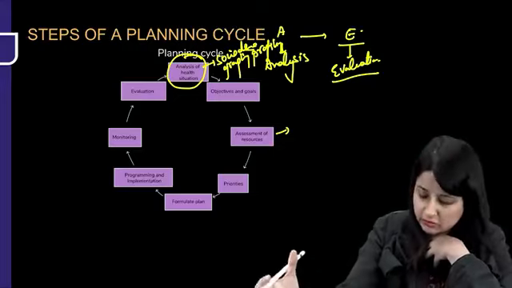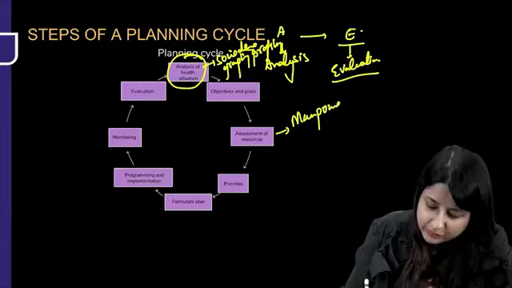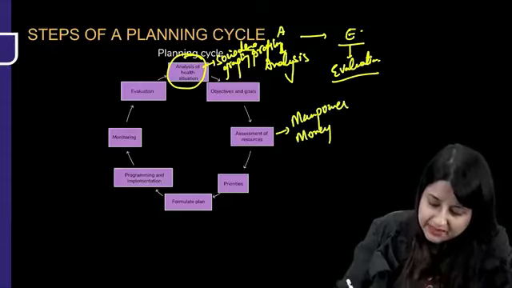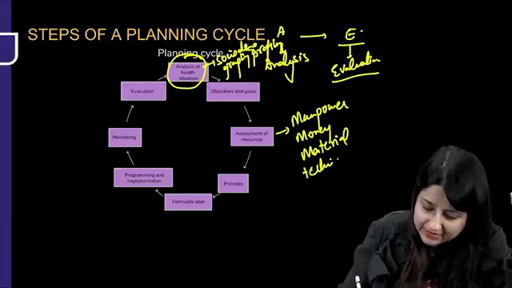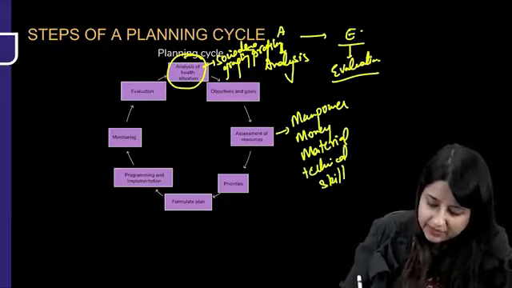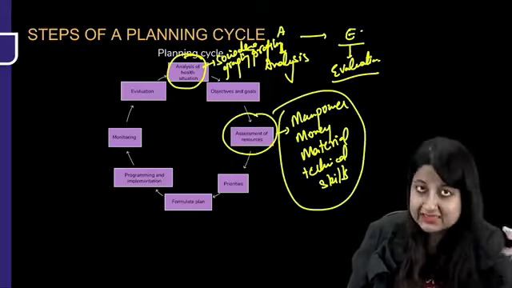So that becomes my objective. Assessment of resources always means we have to look at manpower, money and material. Okay, how much of all these things we have. Plus we also have to look at the technical skills. So we are assessing the resources in the form of manpower, money, material and technical skills.